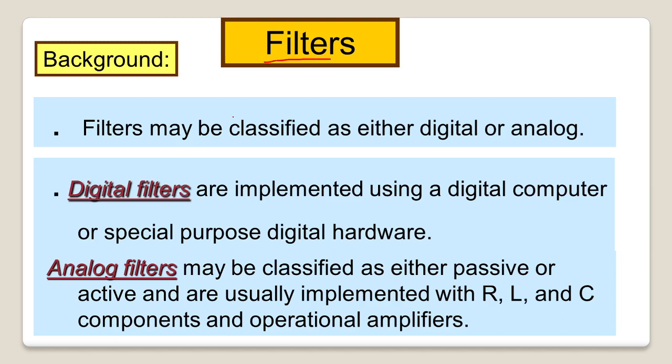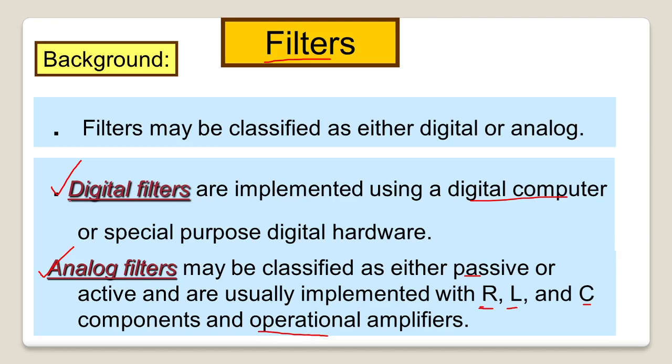Filters can be digital filters or analog filters. A digital filter we can implement using digital computers or special purpose digital hardware, and for analog filters we use passive or active devices like resistor, inductor, and capacitor. That is nothing but the RLC components and operational amplifier.